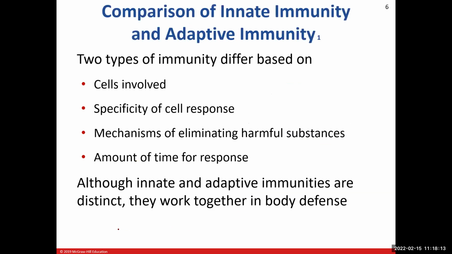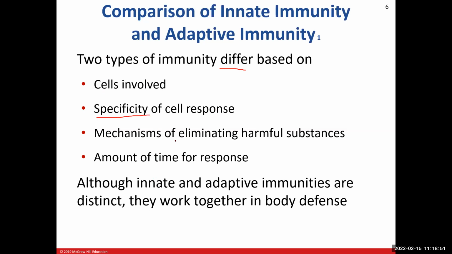So let's look at innate immunity and adaptive immunity. A couple of the differences between innate and adaptive immunity is, one, what cells are involved? Because when we get into adaptive immunity, we're going to talk about the cell-mediated response there. So that's going to be very important. So what cells are going to be involved? And how specific?